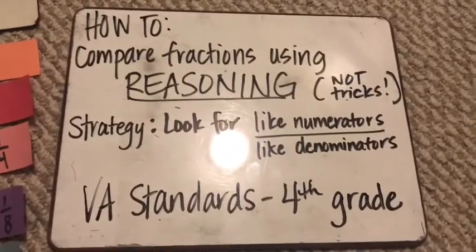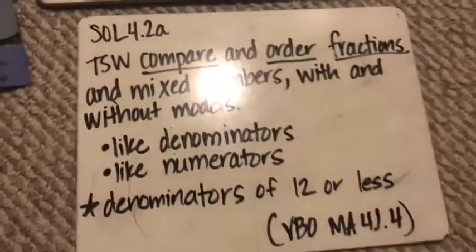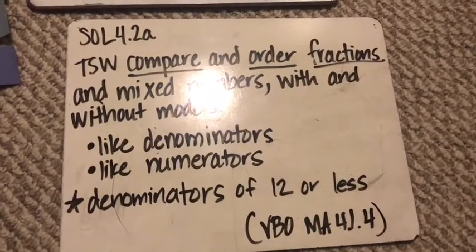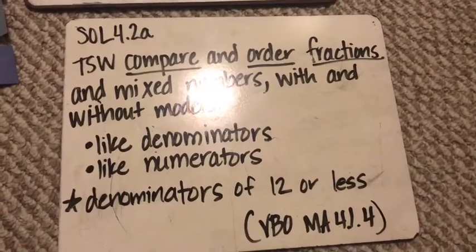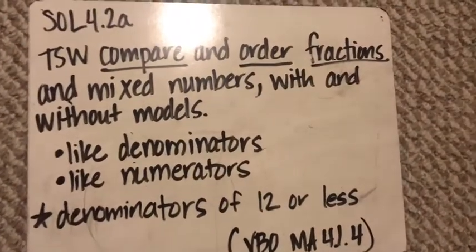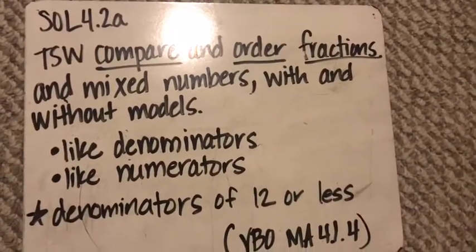I am a math coach in Virginia. This is a 4th grade standard in Virginia, the aligning SOL. Students are expected in 4th grade to compare and order fractions and mixed numbers with and without models. I'm only focusing on using like numerators and like denominators today.